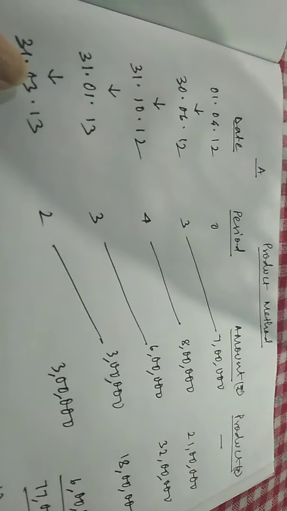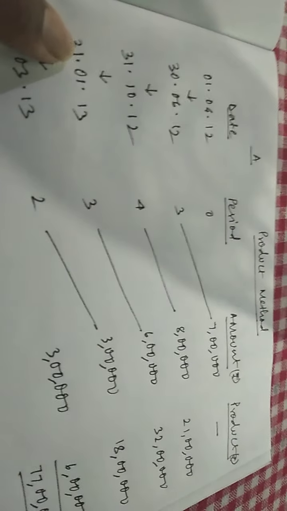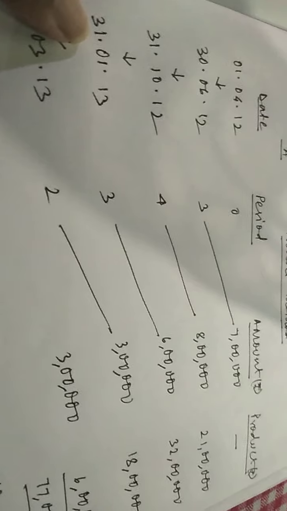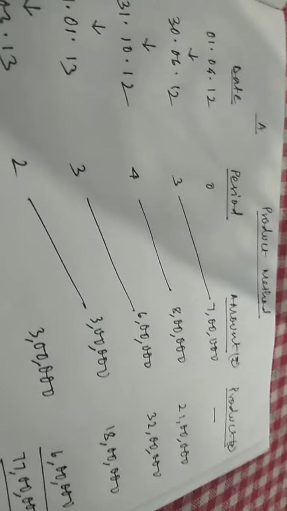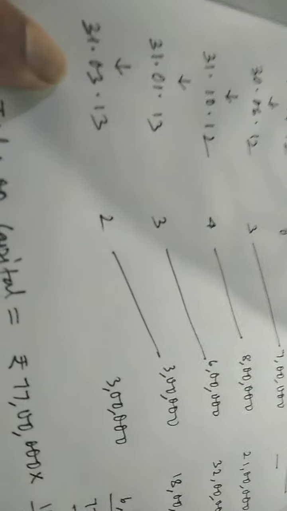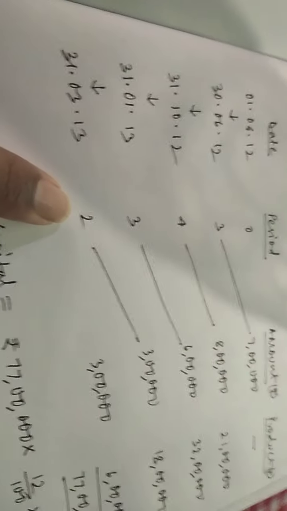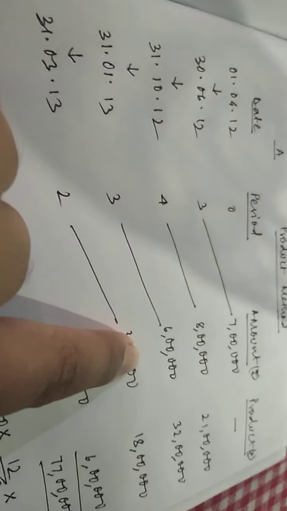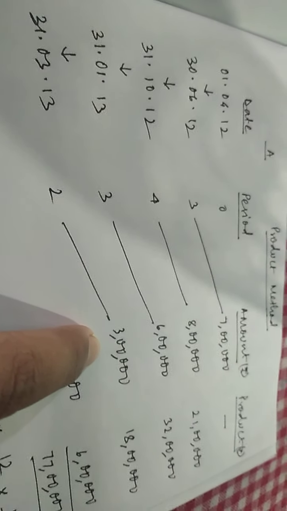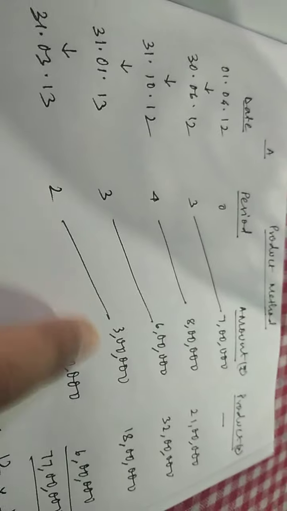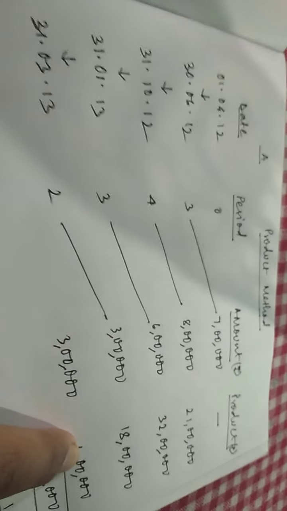Similarly, on 31st of January 2013, again from 31st October to 31st of January, the period is 3 months. 3 months into the earlier amount 6 lakh will provide us 18 lakh here. And from 31st of January to 31st of March, the period is of 2 months. Here again we'll follow the earlier amount. From 6 lakh rupees 3 lakh was withdrawn, so 3 lakh was remaining. This 2 months into 3 lakh will provide us 6 lakh here.